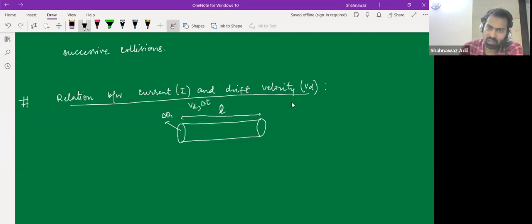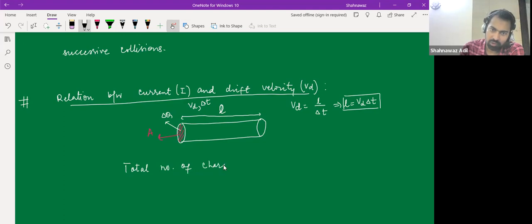So what would this velocity be? This would be distance upon time. So L is how much? L is Vd delta t. Is that clear, guys? And this area is A. So how many charges or electrons are moving through this surface area? Let us calculate the total number of charges.